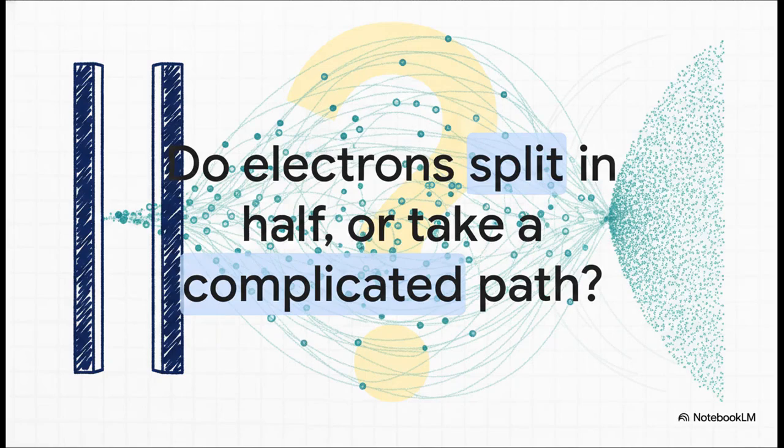So what does this all mean? Do the electrons split in half? Do they take some crazy, complicated path, going through one hole, looping all the way around, and flying backward through the other? Actually, no. All classical explanations completely fail us here. Every single time you measure an electron, it arrives as one whole lump. It never splits. Yet the pattern it forms over time is undeniably a wave of probability.